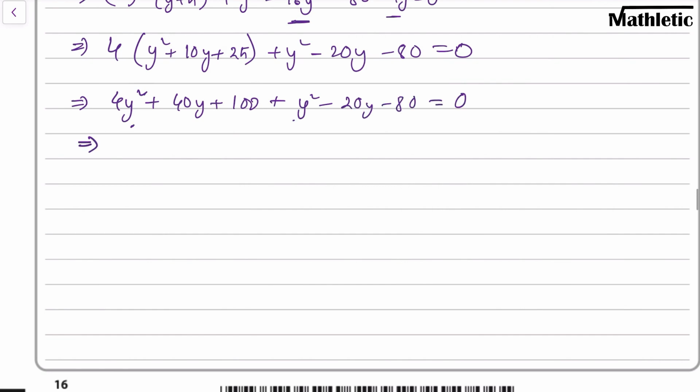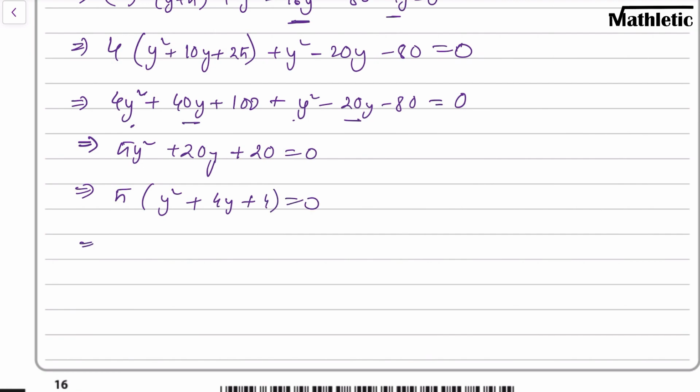So 4 square plus y square, it's 5 square. Plus 40 minus 20 is actually plus 20. Then 100 minus 80, 20. So if I factorize this, we get 5 square, 4y plus 4. So 5 will be 0 at the right side if you shift this to the right side. And then solving this middle term equation will give you the values of y.